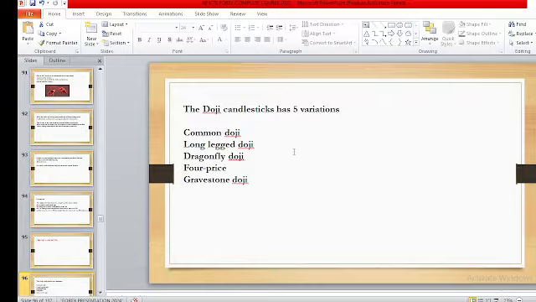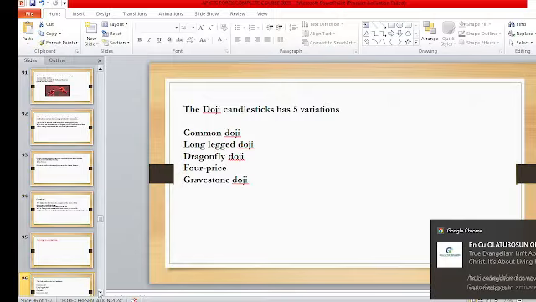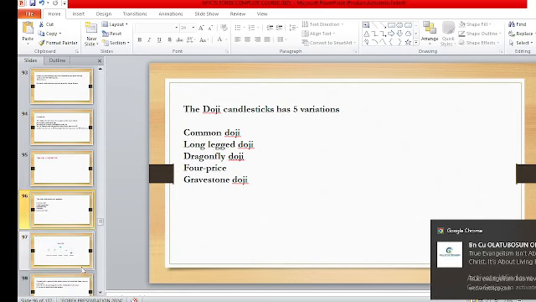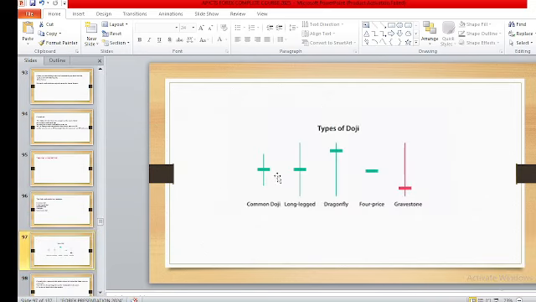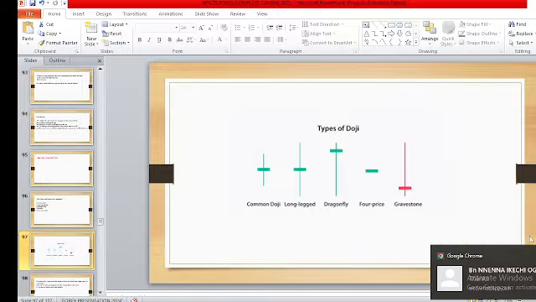So we have five variations of doji. We have the common doji or the simple doji. We have the long-legged doji. We have the dragonfly doji. We have the four price. We have the gravestone. And I gave you the diagram to all of them. So you have the common doji, the long-legged, the four price, and this is the gravestone doji. I think some of you are missing out.